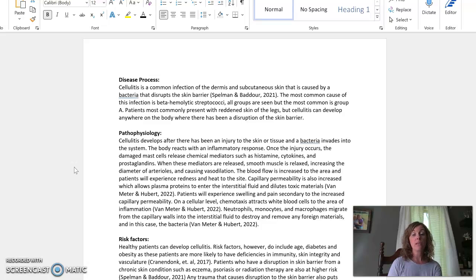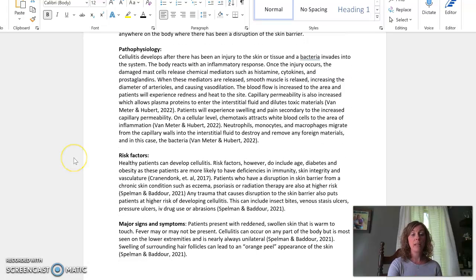Capillary permeability is also increased, which allows the plasma proteins to enter the interstitial fluid and dilute toxic materials. This is why patients will experience swelling and pain. On a cellular level, chemotaxis attracts white blood cells to the area of inflammation. The neutrophils, monocytes, and macrophages migrate from the capillary walls into the interstitial fluid to destroy and remove any foreign materials, which in this case is the bacteria.